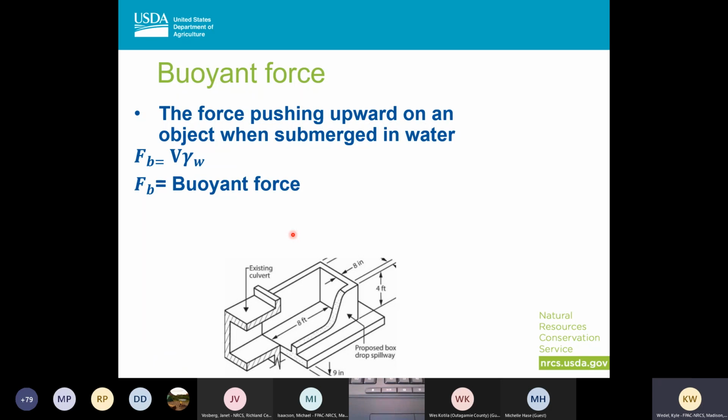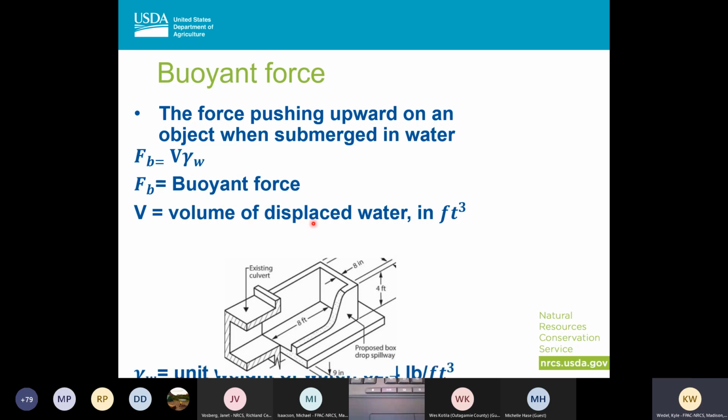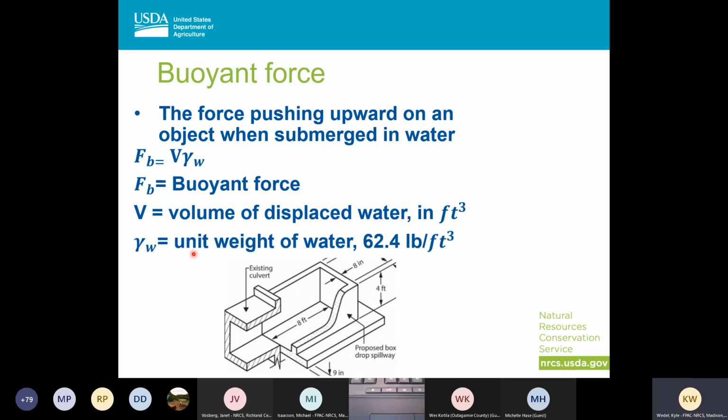This is the equation for buoyant force, where F_B is buoyant force, V is your volume of water displaced, and this is the unit weight of water. The volume of water displaced in something like this is the volume of your box, your length times your width times your height. The worst case scenario is when your water gets right to the top of it, but is not overflowing into the structure. So you take that whole volume, plus in this case the volume of the footer, and that gives you your volume of water displaced. Then you multiply that by 62.4 and you get the buoyant force.